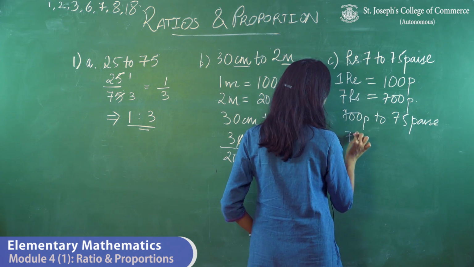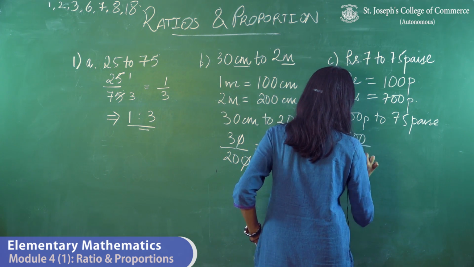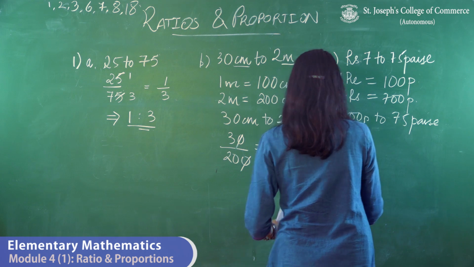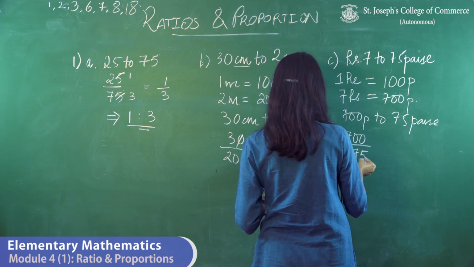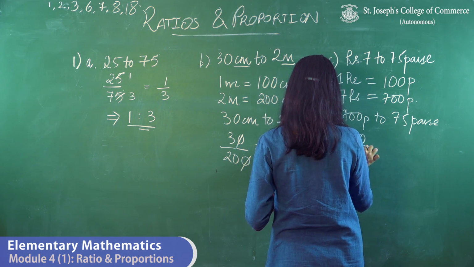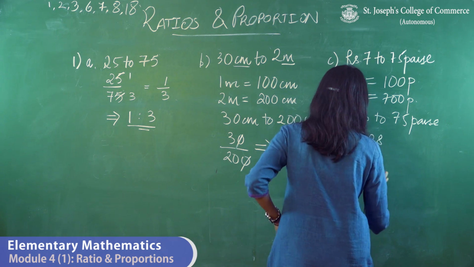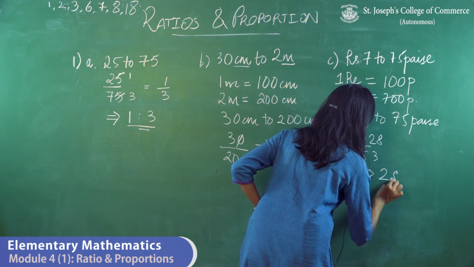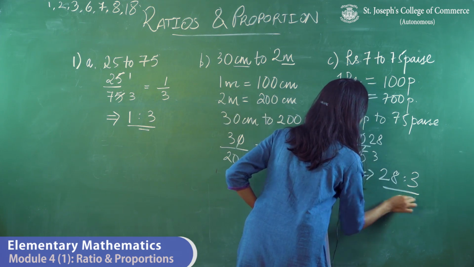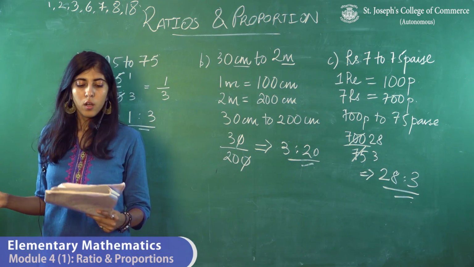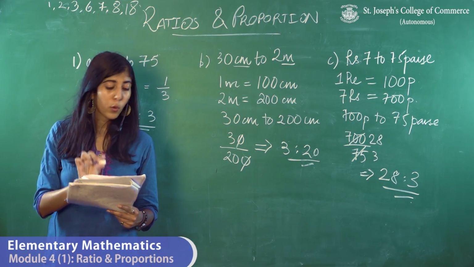Next, I convert it into a fraction form. So when I do 700 divided by 75, I need to convert it into the simplest form. 25 threes are 75, 25 28s are 700. Therefore, the ratio will be 28:3. We're going to be moving on to this fourth part.